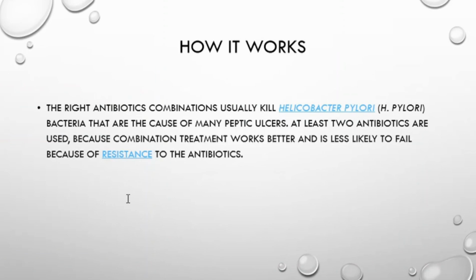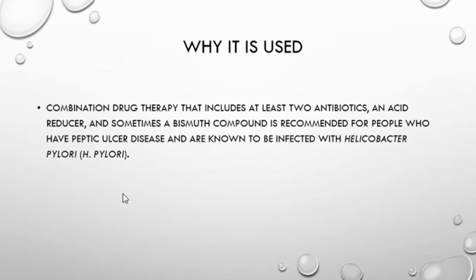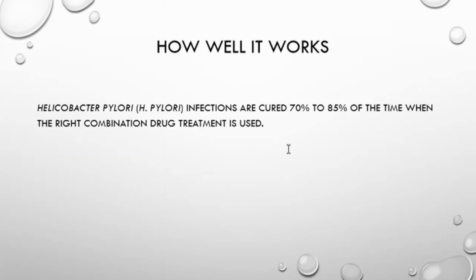So how does the combination of drugs work? The right antibiotic combination usually kills the Helicobacter pylori bacteria that cause many peptic ulcers. At least 2 antibiotics are used because single treatment is likely to fail because of resistance to antibiotics. So why is it used? Combination drug therapy that includes at least 2 antibiotics and an acid reducer, and sometimes a bismuth compound, is recommended for people who have peptic ulcer disease and are known to be infected with Helicobacter pylori. So how will it work?